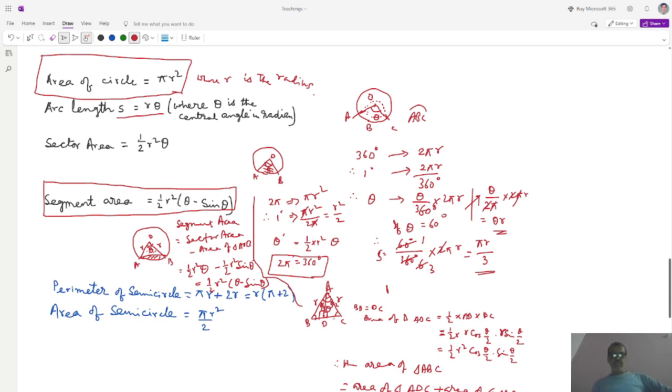How? Once again I am repeating. For these two triangles ABD and ACD, these two are right angles. These two base angles are equal, and AD is common. Therefore, these two triangles are congruent to each other. Therefore, this angle equals this angle. If the total angle is theta, then each angle will be equal to theta by 2.